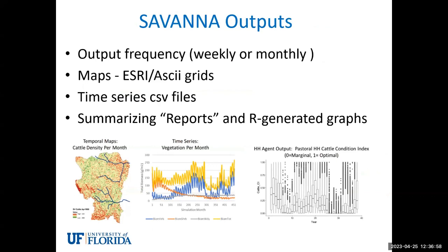They can be different types, whether they're Esri or ASCII grids. Usually that's what we're defaulting to, because you can read them with R scripts or Python scripts. It also puts out time series files, usually in the CSV format, comma separated values. It also does reports as well, if you'd like it to give ASCII text. And then of course we can make some R generated graphs, but that's separate to the model itself.